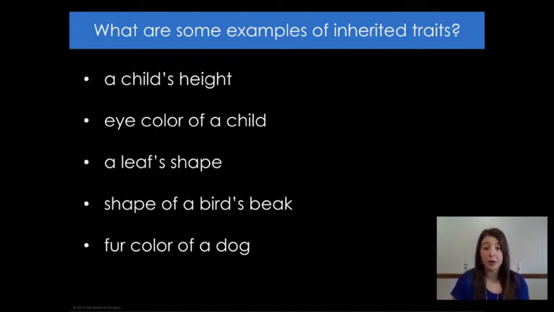The shape of a bird's beak. All eagles have the same beak shape. All hummingbirds have the same beak shape. And then the fur color of a dog. Most dogs, when they're born, have the same fur color as their parents.